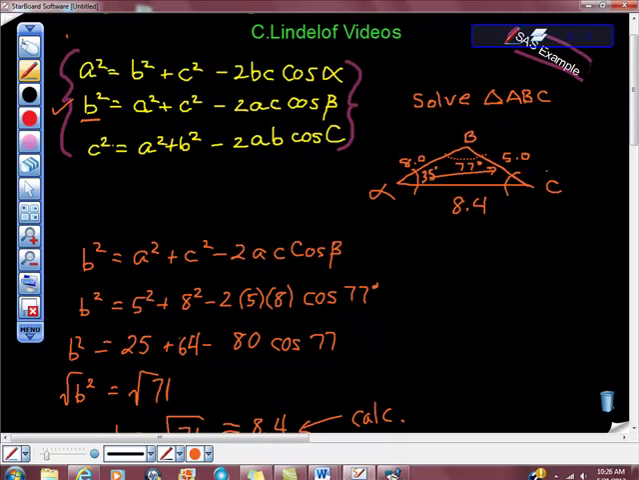The only thing we're missing now is the angle C. I don't know why I put it as C, I should have called it gamma. Now we can use the triangle sum theorem, and we know that this angle plus this angle plus this missing angle has to be 180. So we get 180 minus 77 plus 35 is equal to angle gamma, and that turns out to be 68 degrees.